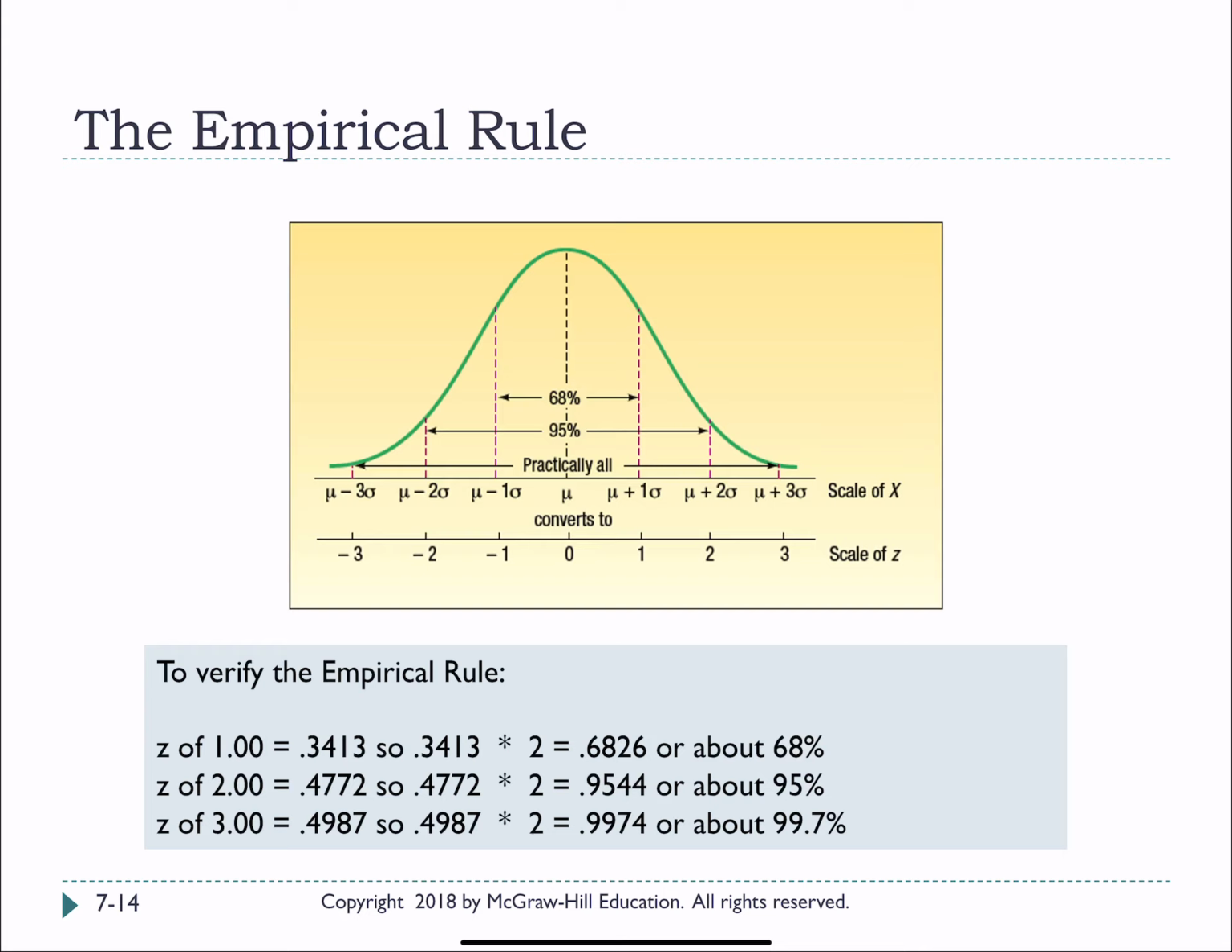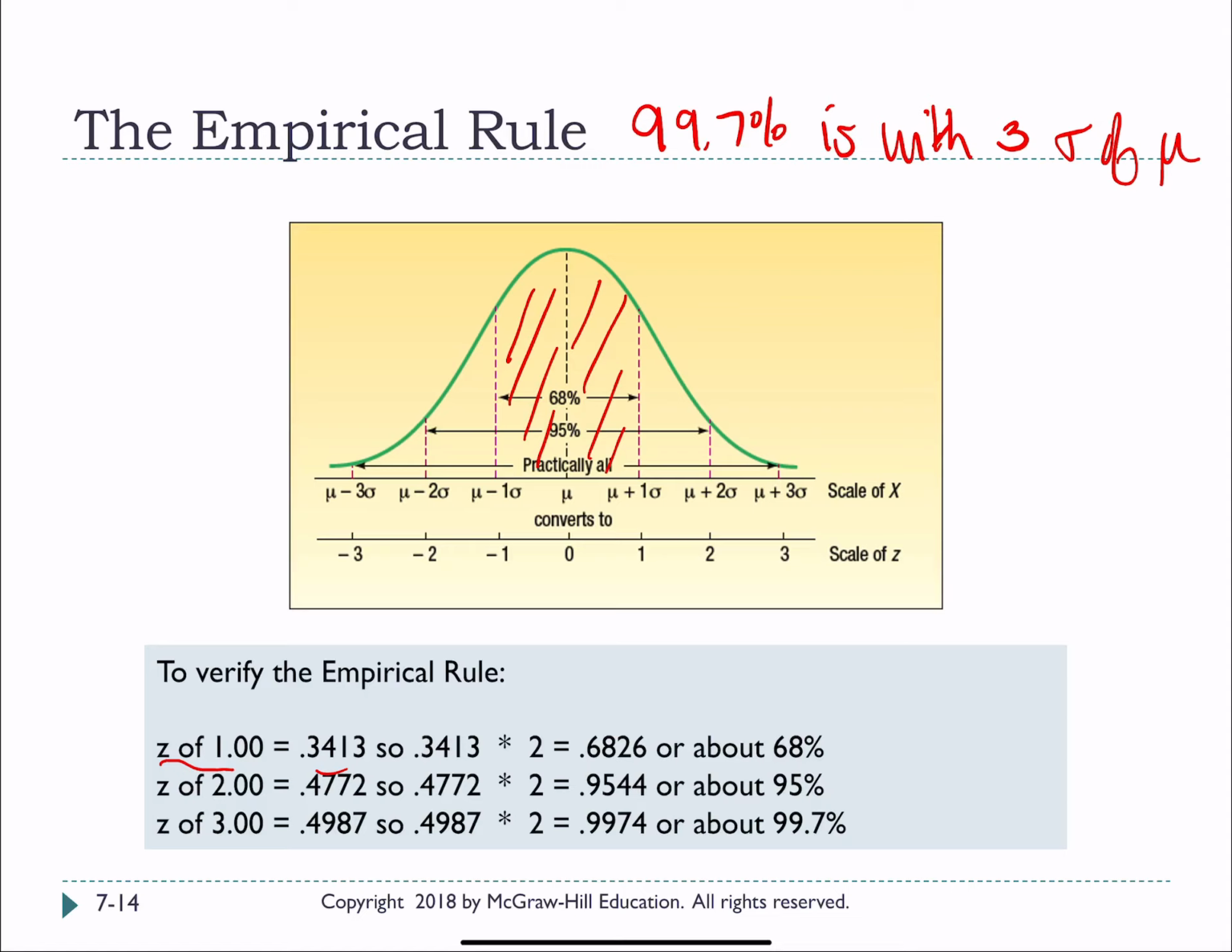So this brings us to our empirical rule, which I kind of skipped over in chapter 3. The empirical rule basically says that almost all of our data, 99.7%, is within 3 standard deviations of our mean. I can prove this because we just did a z of 1, and we found the area to be .3413. If we multiply that times 2, because it's on the right but also on the left, we would find that 68% of our data is represented within that first standard deviation.